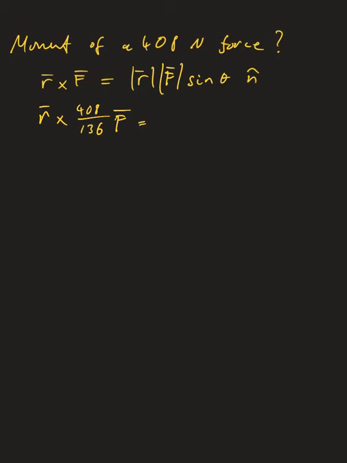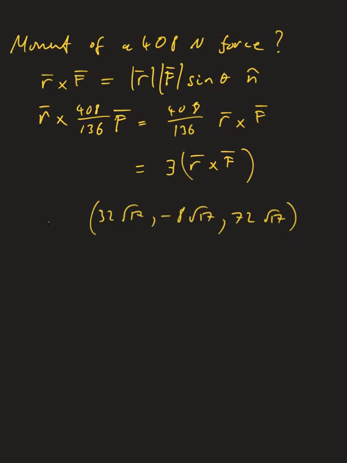So that would just be equal to 408 divided by 136 times r cross f. And I already know r cross f. So all I really have to do is multiply my previous answer by 408 divided by 136, which as it happens is equal to 3. So my answer should be just 3 times my answer for the other moment, which was my answer from the previous moment. So there you have it, that's that question.